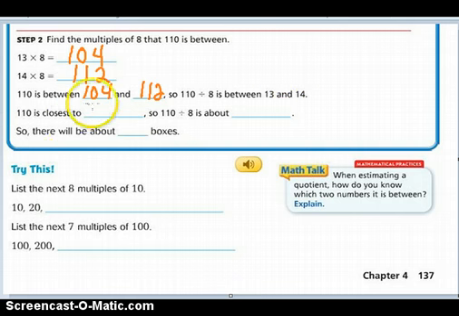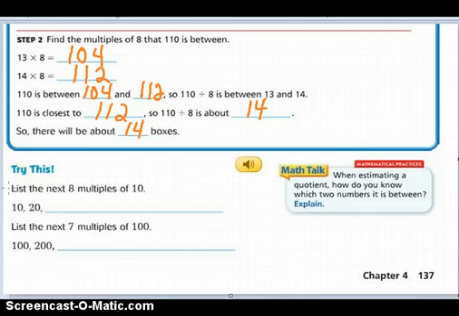110 is closest to, I'd say 112, of course. So 110 divided by 8 is about 14. So there will be about 14 boxes.